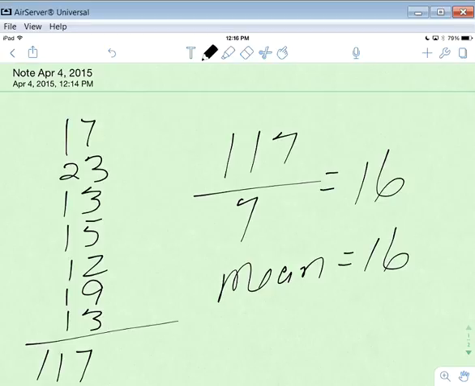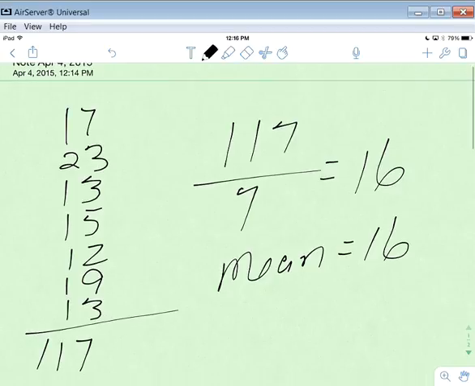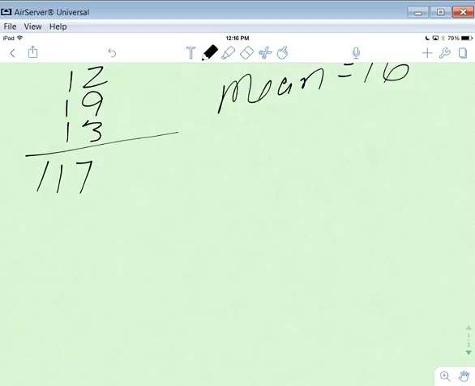Now, if we want our mode, the mode is the most frequently occurring number. Well, we have 2 13s, so our mode is going to be 13.